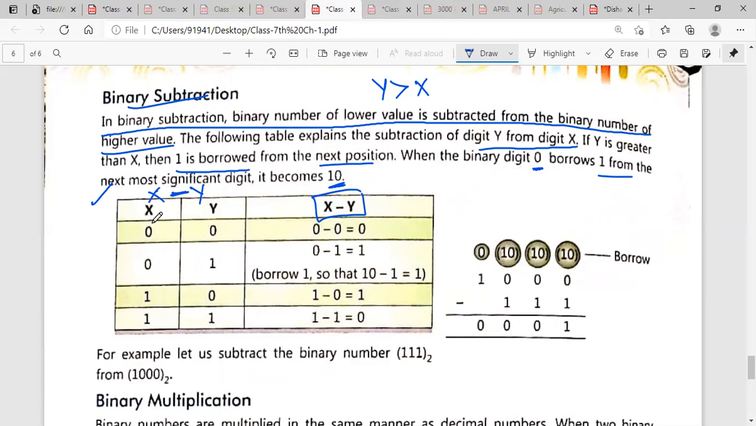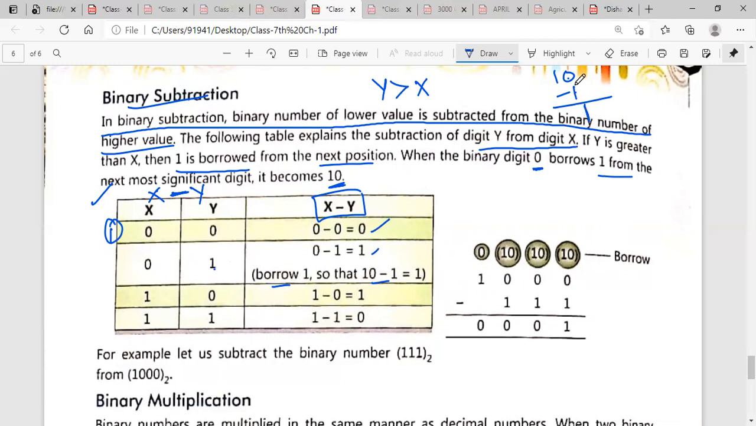Okay, and now what is the first rule? 0 minus 0 is 0. This is simple. And 0 minus 1 is 1, but you will borrow 1. So in this case, 1 0 minus 1. Okay, 0 minus 1, we already know, is 1.